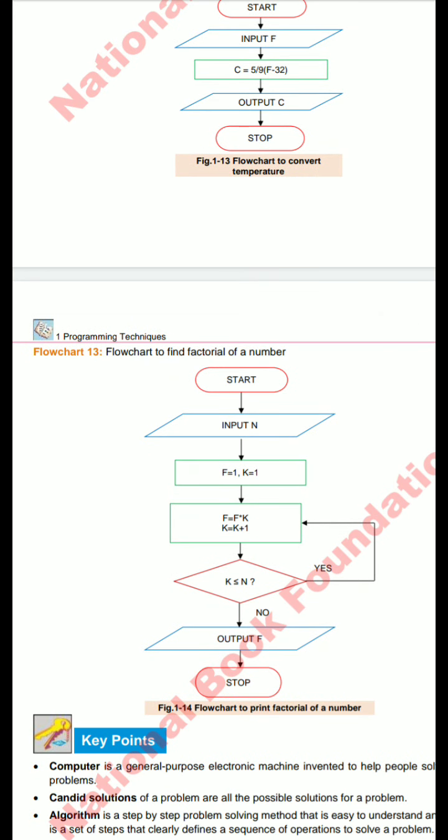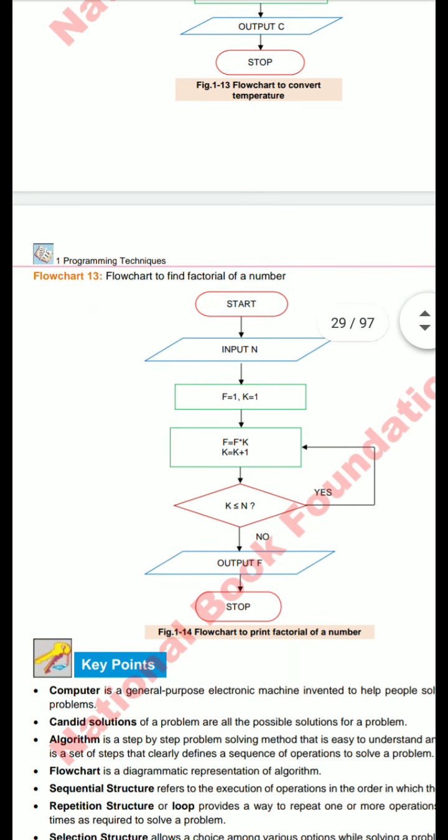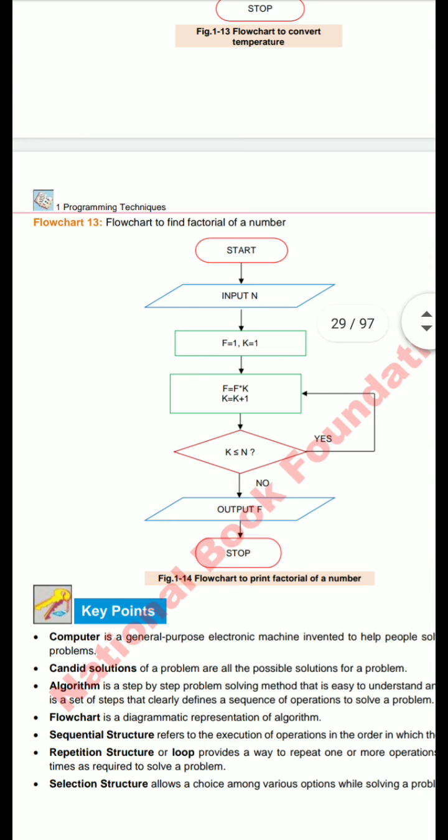Last flowchart is factorial. Factorial means input N, and F is equal to 1, K is equal to 1, F is equal to F multiplied by K, K is equal to K plus 1, K is less than or equal to N, and output, and then there is an addition box, and then stop.